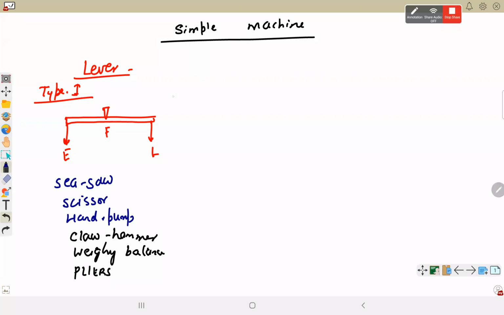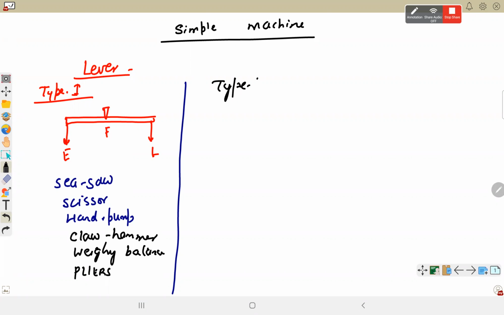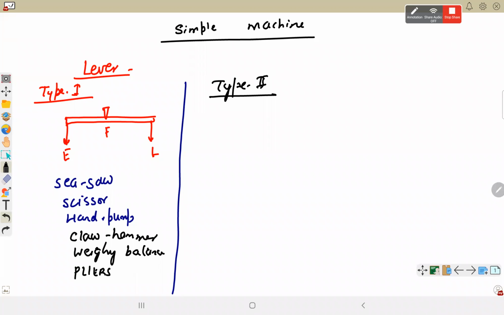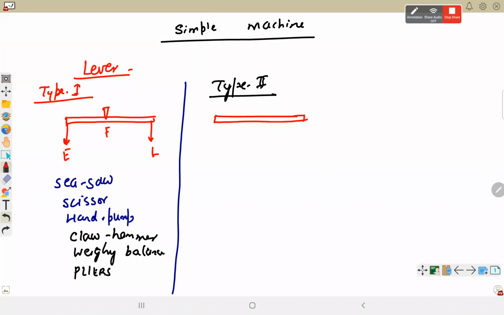Right. Vikramaditya, what lies in between in a type 2 lever? Class 2 or type 2? Sir, it slipped out of my mind. My voice is not clear. Come again. What lies in between? Effort or load? Load lies in between. Right. Okay. Load lies in between, one side fulcrum and effort.